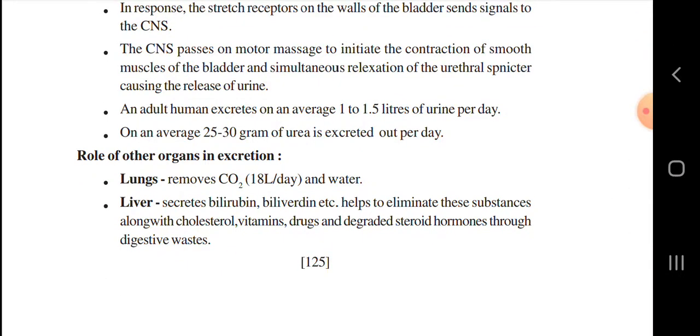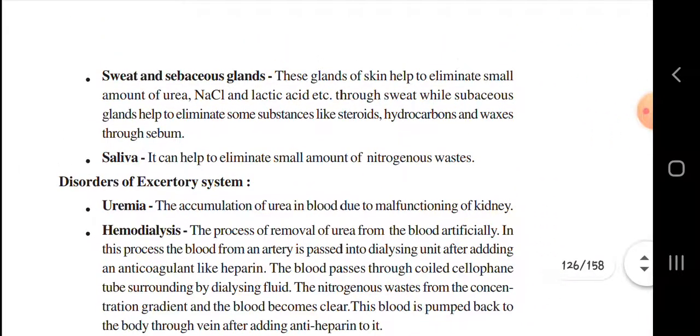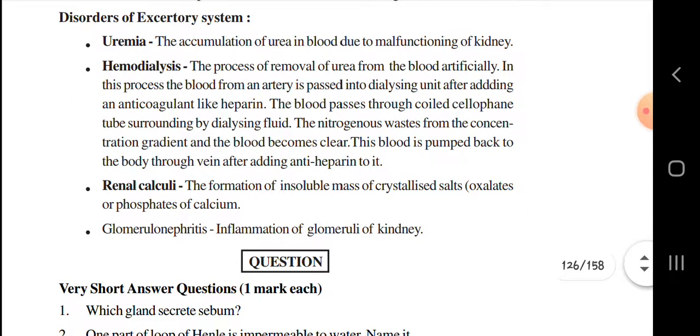Next, the role of organs in excretion. The main role is of the lungs. They remove CO2, 18 liters a day, and water. The liver secretes bilirubin, biliverdin, etc. It helps to eliminate these substances along with cholesterol, vitamins, and degraded steroid hormones through digestive waste. Next, sweat and sebaceous glands. These glands of the skin help to eliminate small amounts of urea, NaCl, and lactic acid. By sweat it goes out, and saliva can also eliminate a small amount of nitrogenous waste.